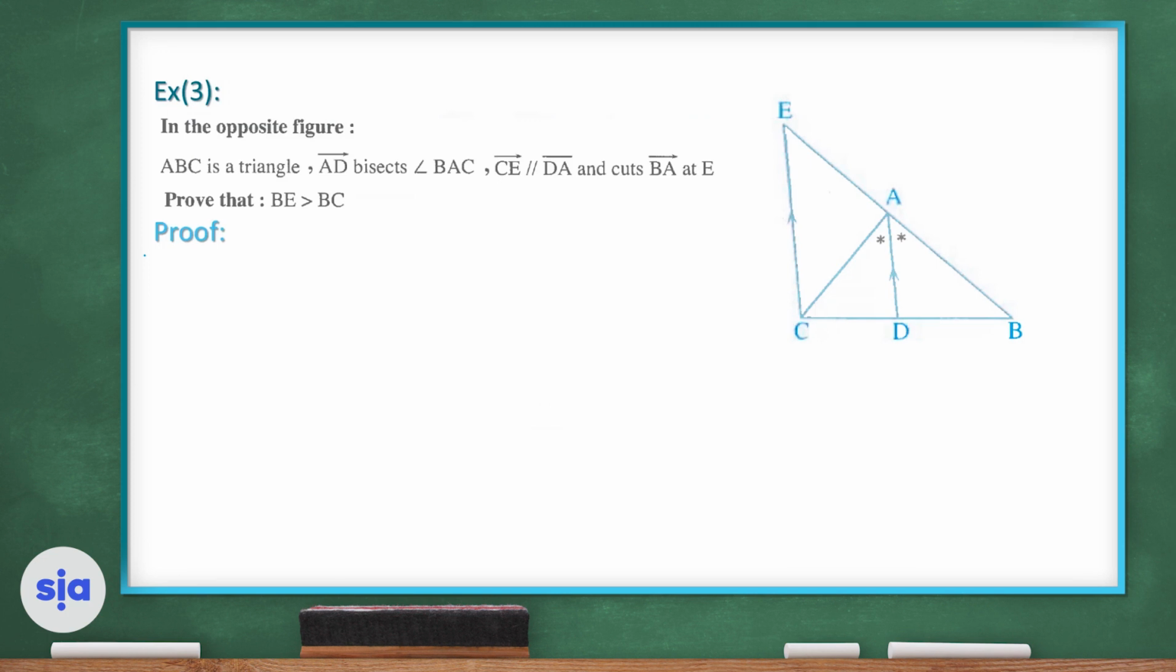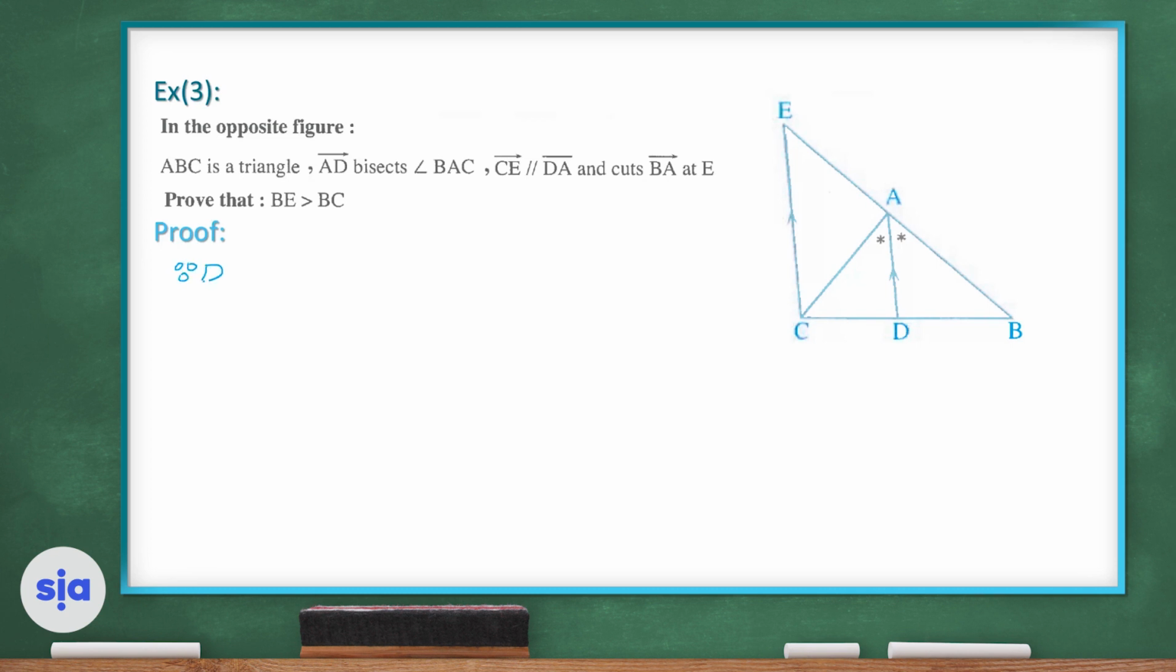Exercise number 3. ABC is a triangle where ray AD bisects angle BAC and ray CE is parallel to DA and cuts ray BA at point E. The question wants us to prove that BE is greater than BC.